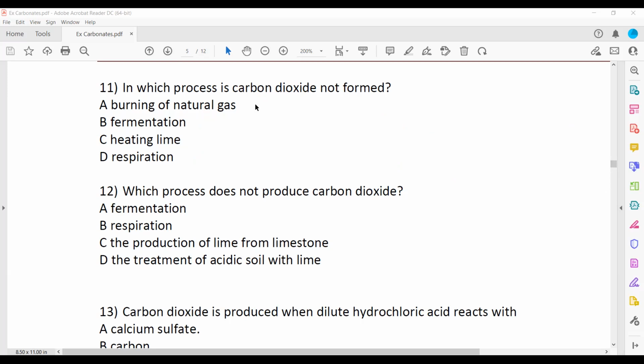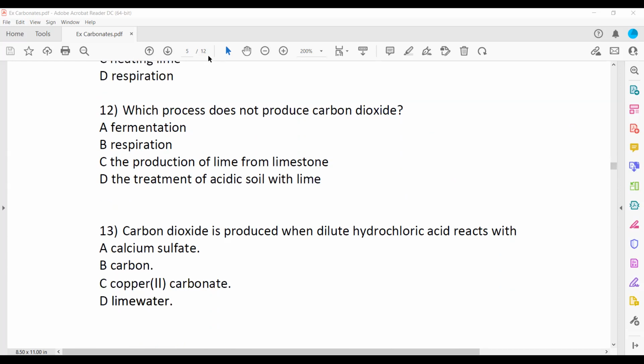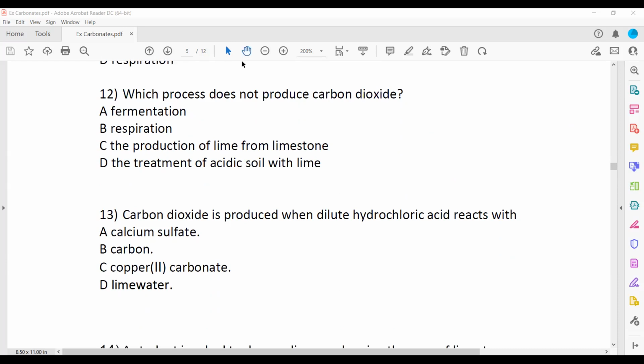Which process does not produce carbon dioxide? It's the same thing. Fermentation produces carbon dioxide, respiration too, and production of lime from limestone, because limestone decomposes. But treatment of acidic soil, when acid reacts with base, is not producing carbon dioxide. Carbon dioxide is produced when dilute hydrochloric acid reacts with a carbonate, so acid reacting with carbonate will give carbon dioxide. So that's why C is the right answer.